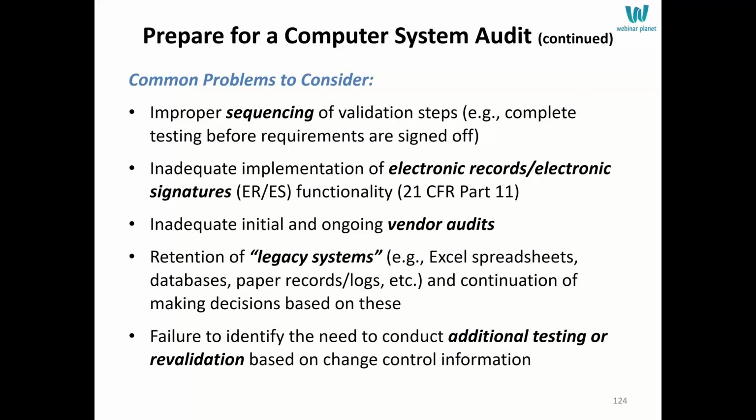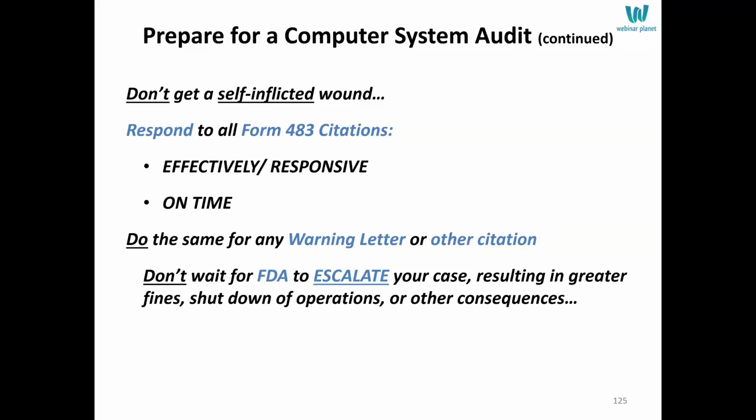Common problems. Improper sequencing of validation steps in your documentation. These are things that FDA could come back with. Not adequately using electronic records and signatures and controlling security. Not adequately doing your vendor audits. Retaining all legacy systems, even though you put a new system in, now you have two sets of books available to a user, and if they use both, it's confusion and decisions will be invalidated. And not doing the additional testing or revalidation during change control.